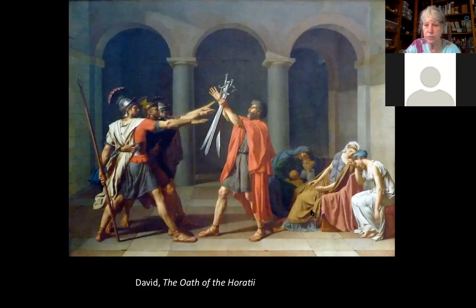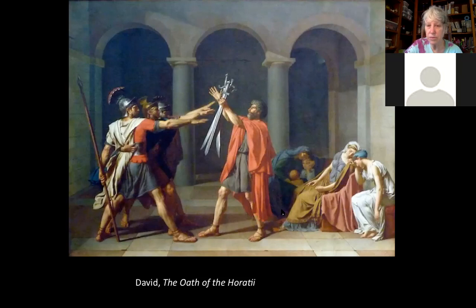So here you have these women over on the right side, kind of looking all droopy and sad, like this. So what's going on? Well, they're the sisters and wives of the Horatii. So one of them is an Alba. I don't know which one. And she has married one of the Horatii.